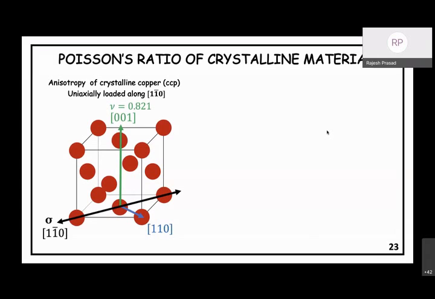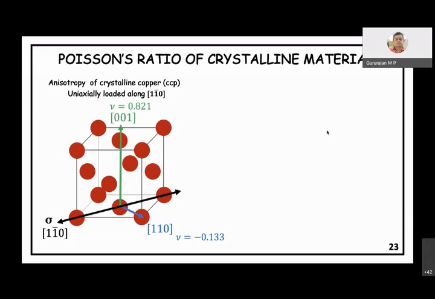Sorry, I made a mistake. Loading direction is not 0, 0, 1. Loading direction is 1 bar 1, 0, the black line. The loading direction is the black line, and there are 2 transverse directions, 0, 0, 1 and 1, 1, 0. So in the transverse direction 0, 0, 1, the Poisson ratio is 0.821. And along 1, 1, 0, it is not just equal to 0.821, it's not even having the same sign, it's negative. And its value is minus 0.133.